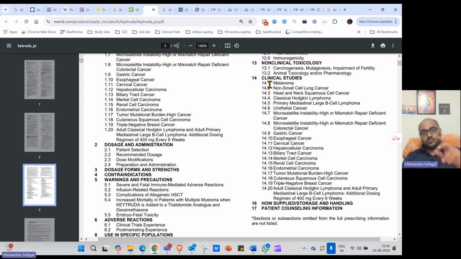For each line. So you remember melanoma. I have told you that it's approved in metastatic, and it is also approved in adjuvant melanoma. So two different kind of stages of melanoma. So it will tell you about that. So let me just show you one.